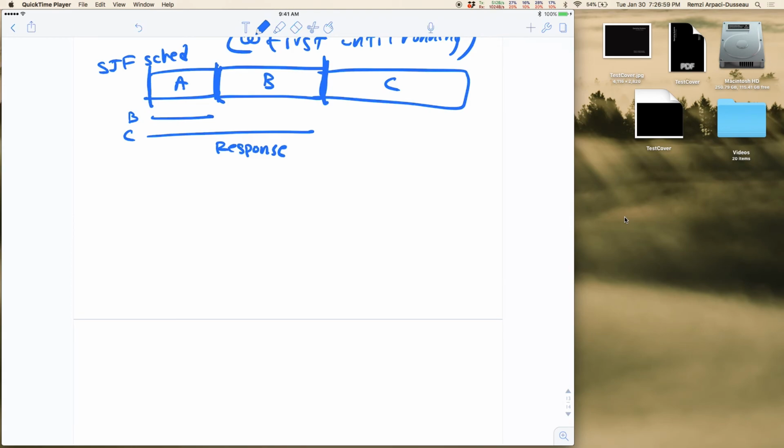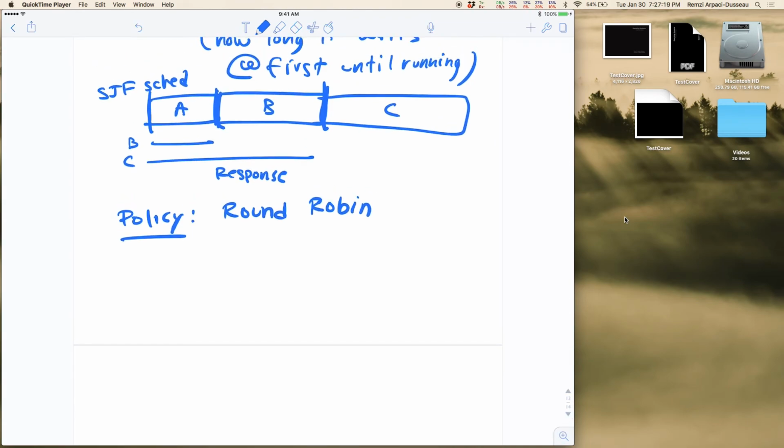Yeah, perfect. What you would do if you want to minimize response time is you run one for a little bit, then you switch to another one, run that for a little bit, switch to another one, run that for a little bit, and then keep cycling through them. That's another policy that people do. It's called round-robin scheduling.